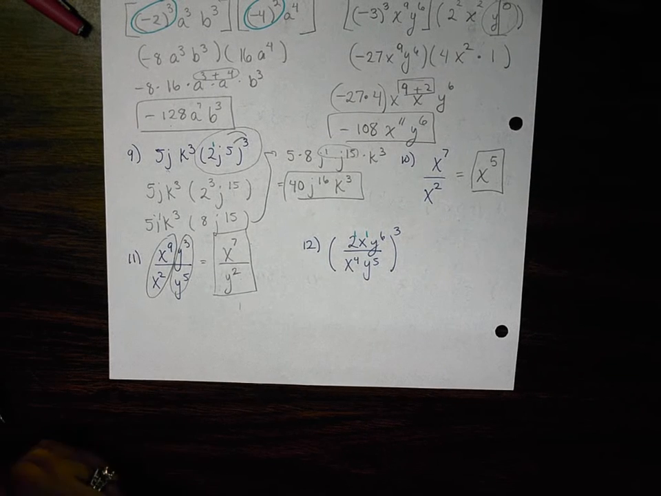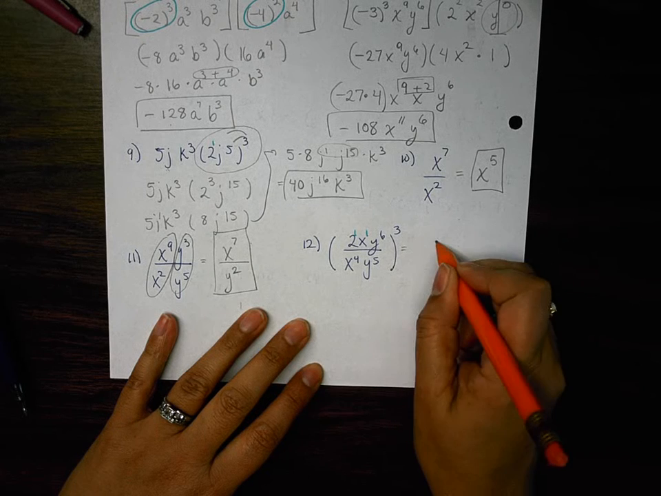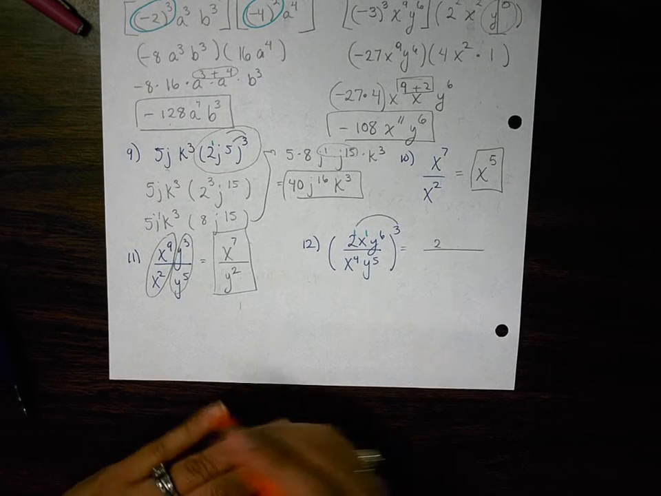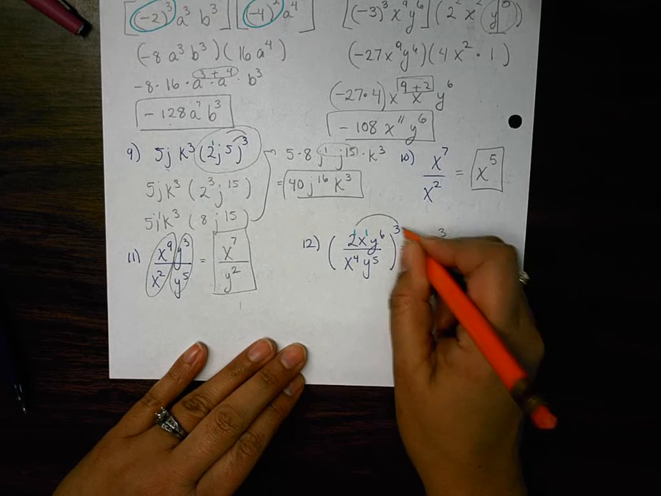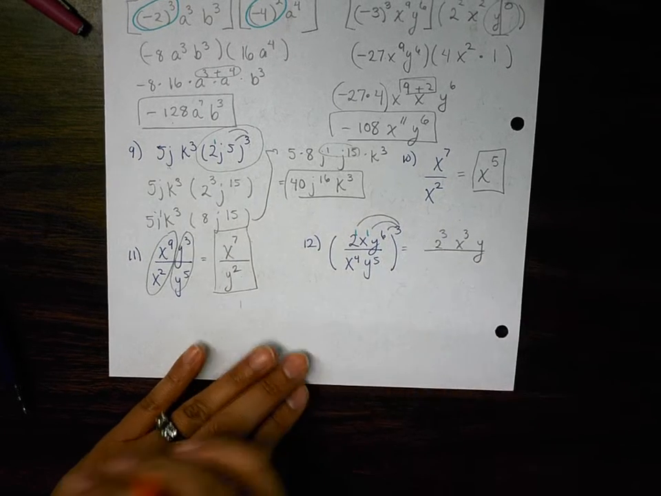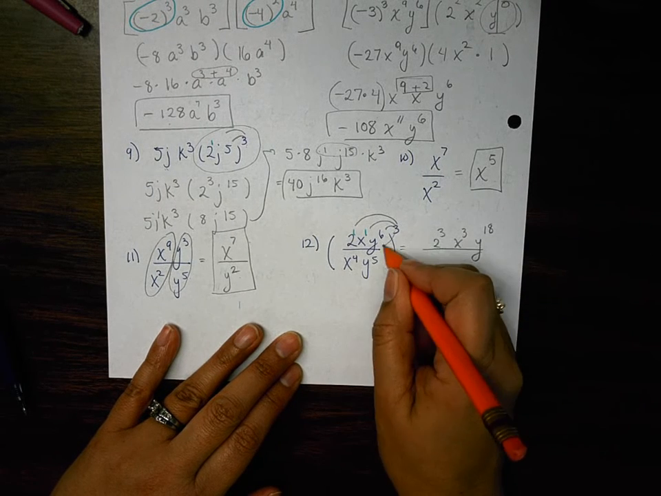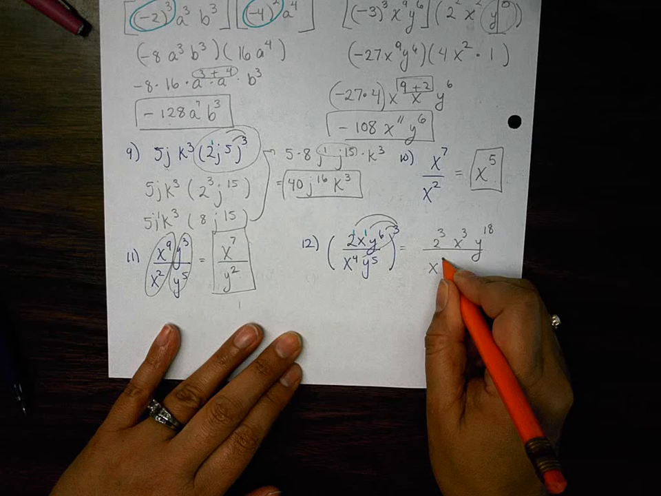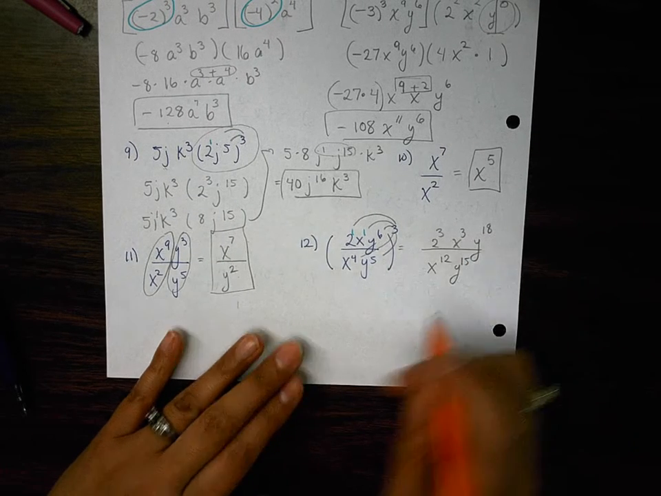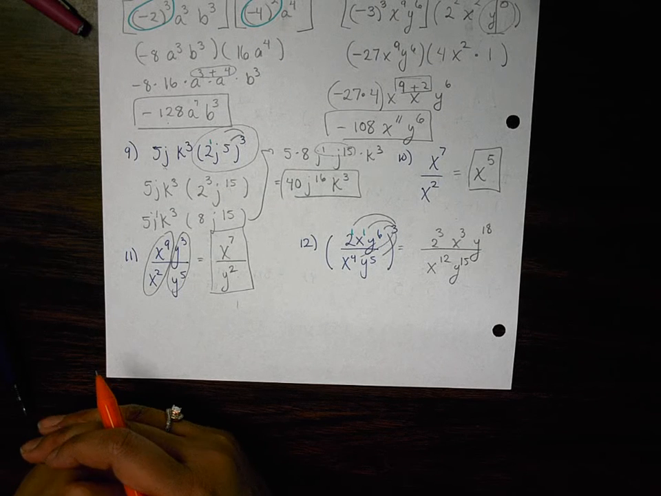Jackson, can you work it out for me? 2 to what power once you distribute? Multiply. 1 times 3 is? 3. Keep going. X to what power? 3. Good job. Keep going. Y to what power when you multiply? 18. All right. Keep on going to the bottom now. X to the 12th and Y to the 15th. Do you agree it's not that bad? Right? All right. I'm going to work this out.